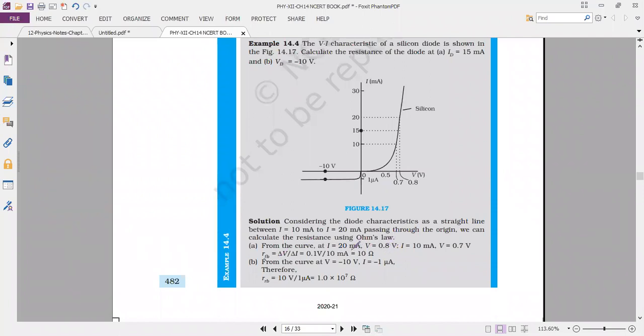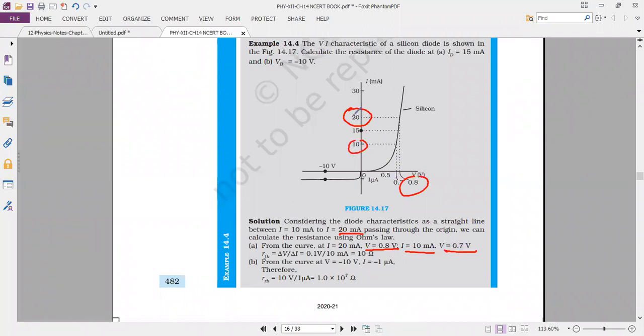How are you saying the current value is 20 milliampere? See the graph, the maximum value. It is 20 milliampere. What is the volt? 0.8. Next, I value 10 milliampere, V value 0.7. Between 10 milliampere and the V value 0.7.